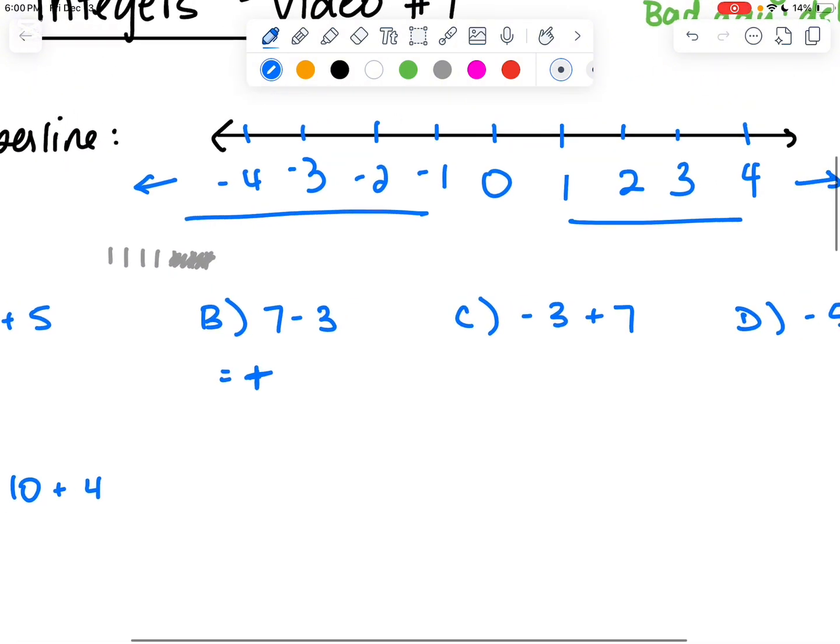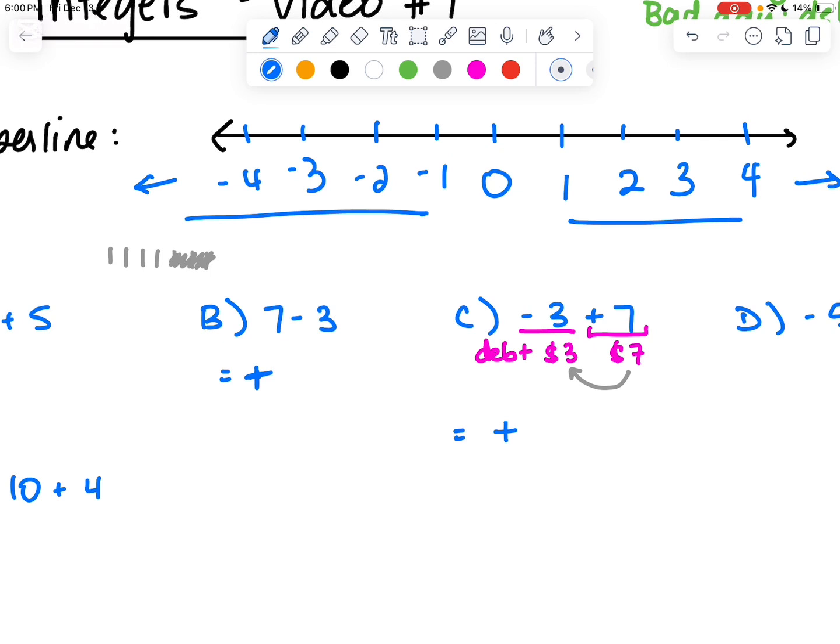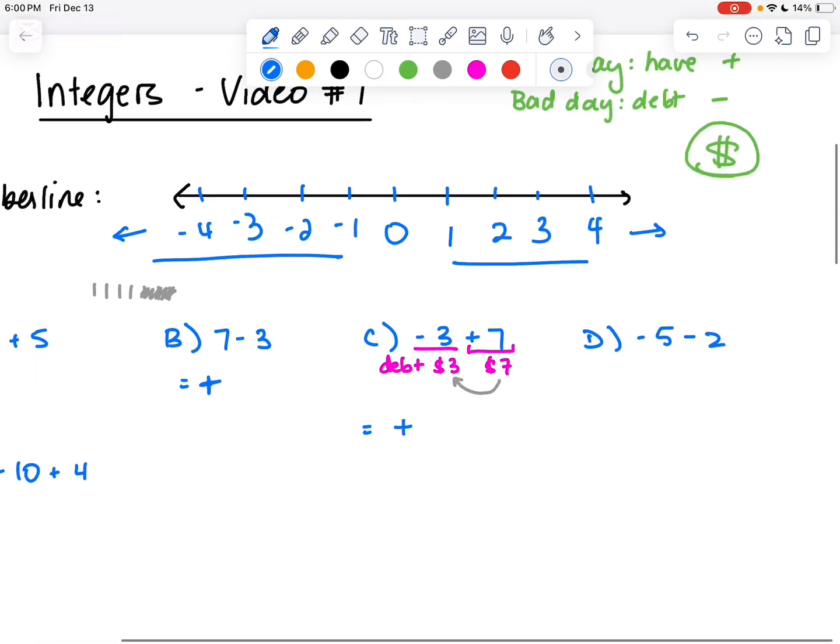Over here, what does this mean when I start the day at a -3? Well, this means that I already start the day off in debt $3, but then someone comes along and says, hey, I'm giving you $7. Okay, so I'm in debt $3. Someone gives me $7. So I would give $3 of those dollars to pay off the debt, and I'd still have money left over. So still a good day. Okay, so I'm hoping you're understanding the good and bad day. We'll see what it looks like over here.